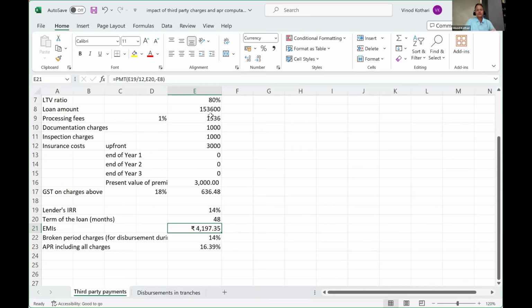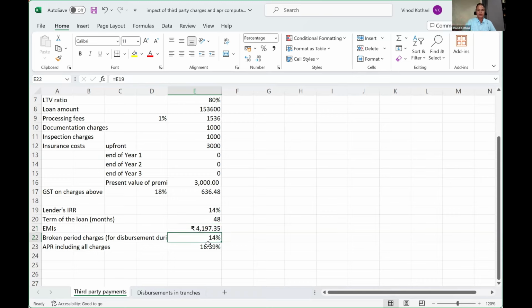And for a minute, assume that there will be a broken period charge. For example, the disbursement happens on, let's say, the 16th of the month, and your EMI will be starting, let's say, from the 1st of the month. Then there's a 14% broken period charge also. Will the broken period charge impact APR computation? Probably yes, because as your APR itself is different from ROI, rate of interest, it might impact the APR computation as well. But I'm assuming as of now the broken period is at the same rate, 14%.